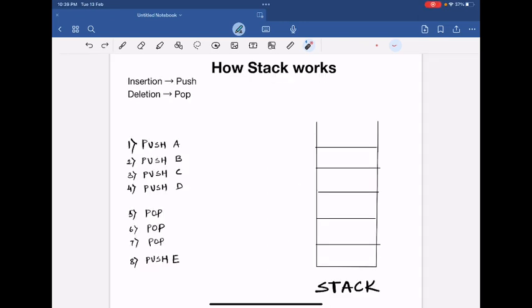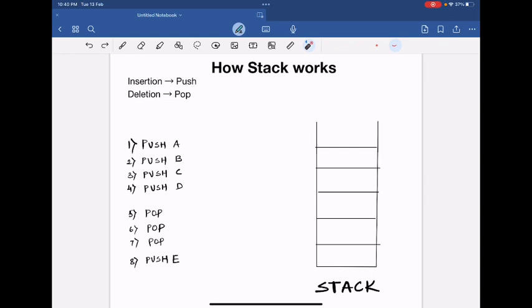Now we will see how stack actually works. Here we have considered one stack, and we are going to perform some insertion and deletion operations on it. For stack, the insertion is called the push operation and the deletion is called the pop operation. These are the operations that we are going to perform on the given stack.